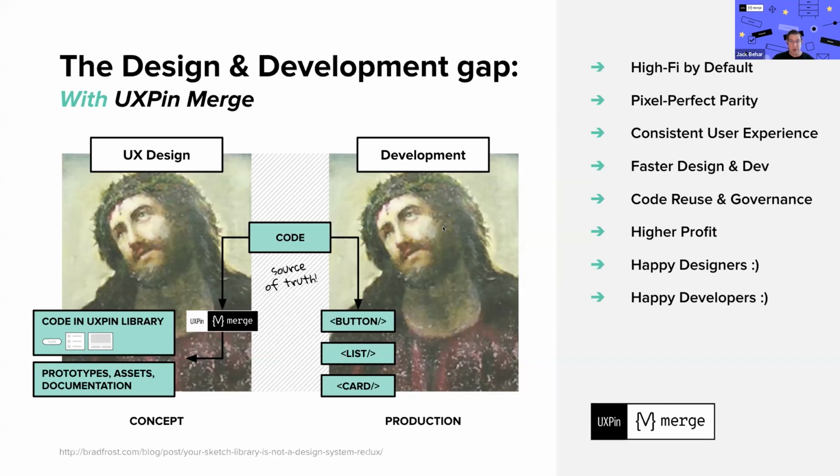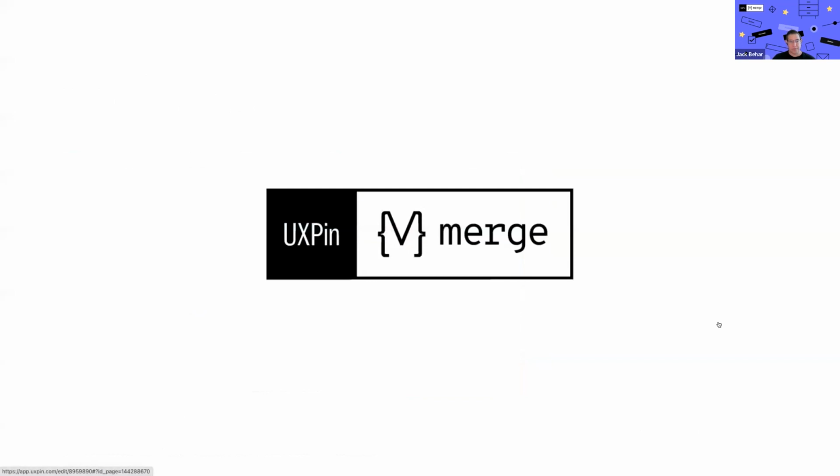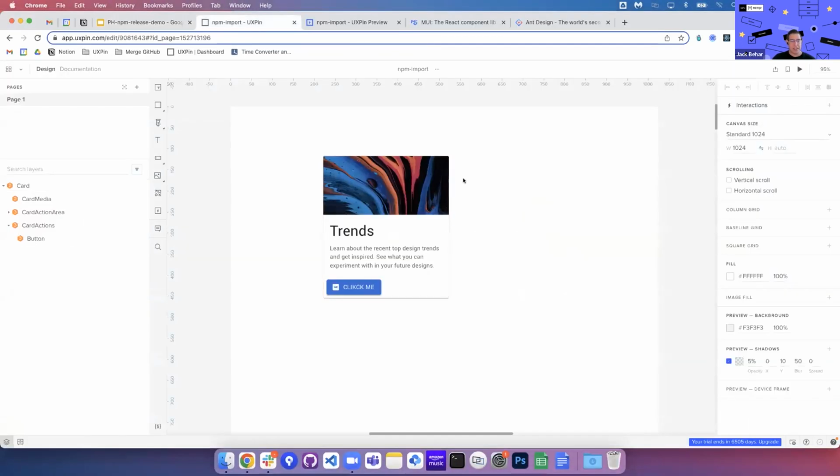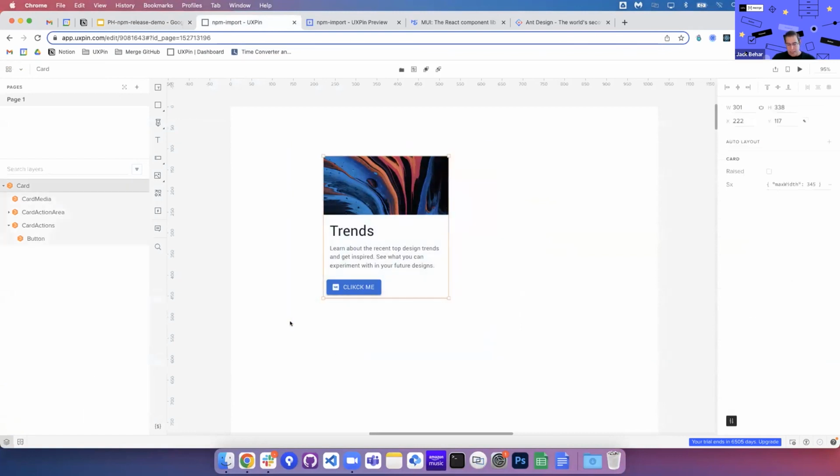Of course, we're also going to be able to achieve pixel perfect parity between what designers design and what actually gets deployed. It's a much faster process to design and develop. It promotes code reuse and governance. And then now we have harmony between designers and developers because we're working with that same source of truth and speaking the same language. So let's go ahead and switch over back to Merge and show you NPM integration.